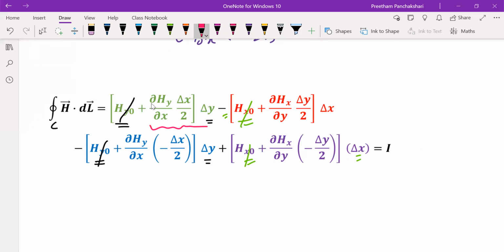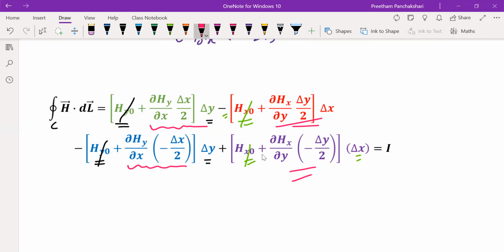Look at this term, ∂Hy/∂x. Is there any ∂Hy/∂x? It is there here. Both are the same: delta x by 2 into delta y, delta x by 2 into delta y. One is plus, one is minus. But here is one more minus, so minus into minus is plus. That means these two are getting added up. Similarly, the same thing happens: these two are getting added up.